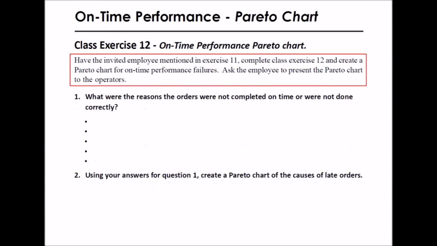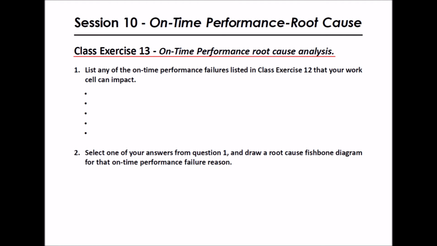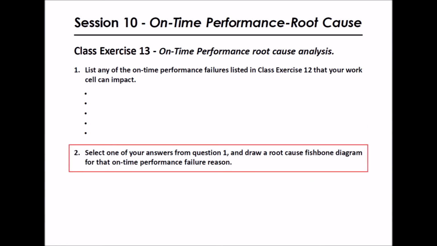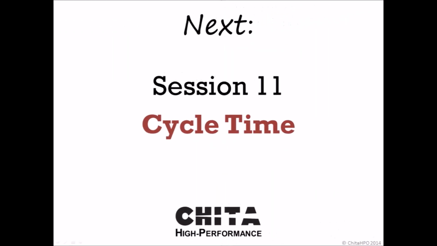For class exercise 12, have the same person who is tracking on-time performance prepare a Pareto chart and present it to the operators. For session 10, the operators will work on class exercise 13. The operators will review the Pareto chart from exercise 12 and list any reasons for on-time performance failure that their work area impacts. Then they will choose one of the failure types and do a fishbone diagram to discover the root cause for that failure type. Coming up next, cycle time.